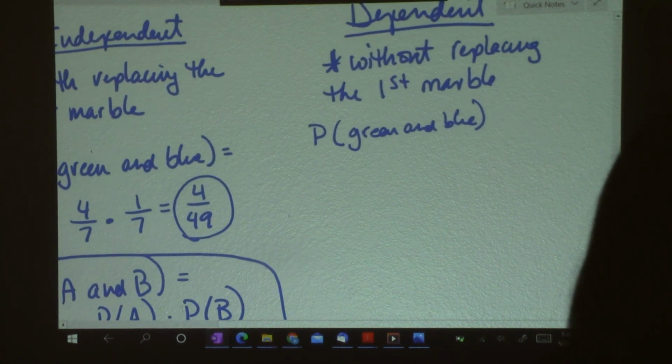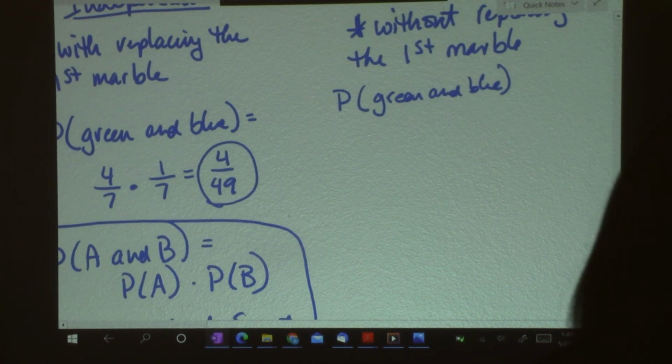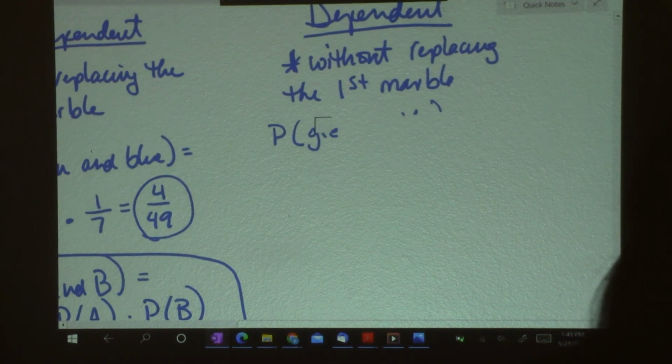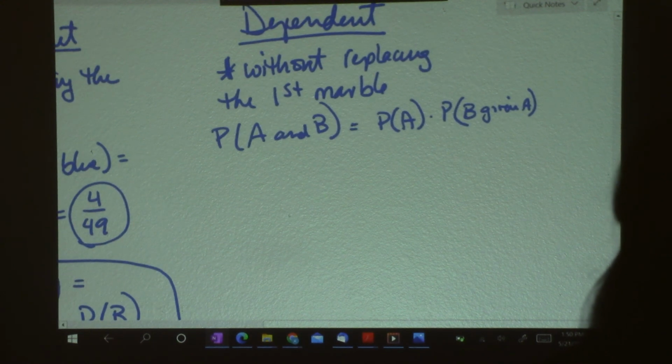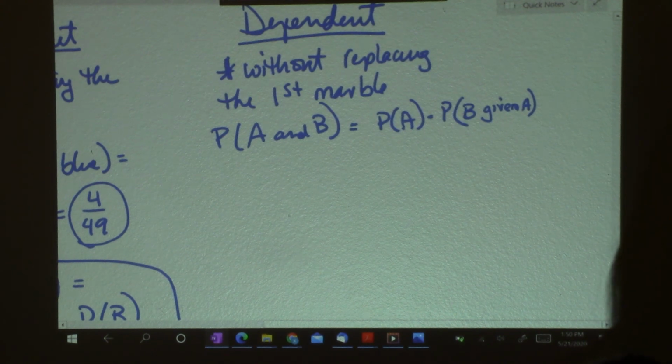Let's see. I want to write this differently. I'm going to try that again. I'm just going to give you the formula. So A and B equals the probability of A times the probability of B given A already happened. Okay, so that's given, G-I-V-E-N. Okay? So we're going to multiply that. You'll see how it plays out.